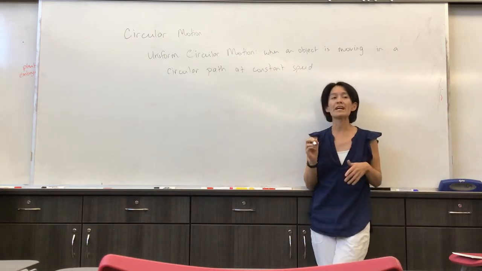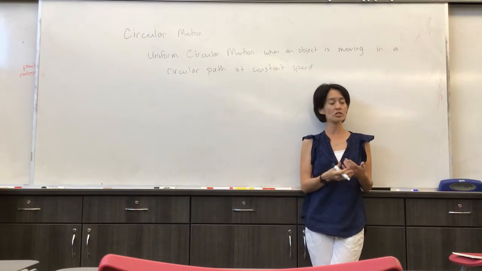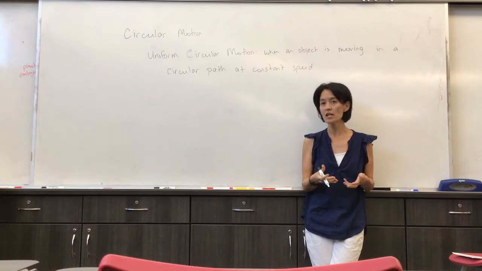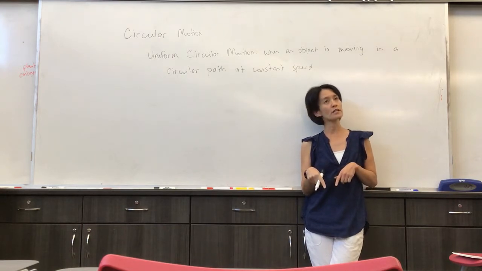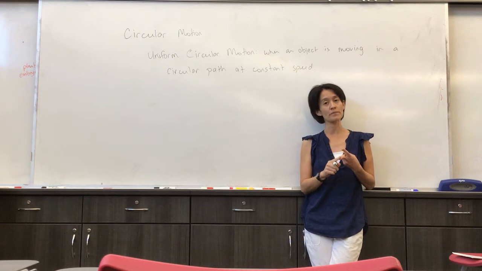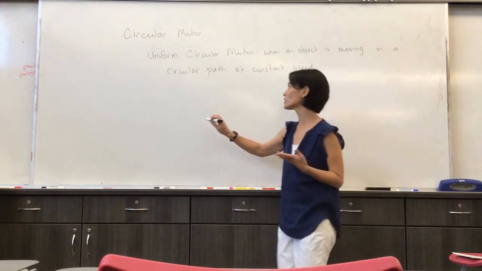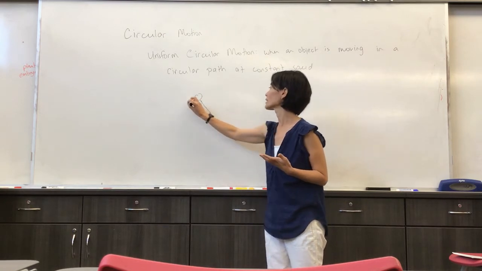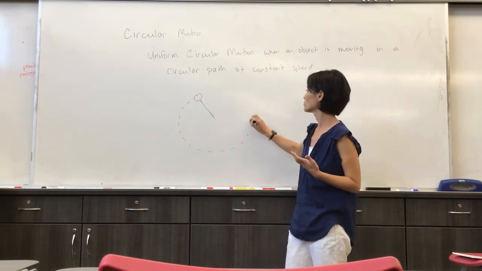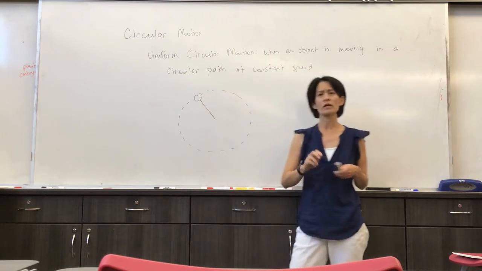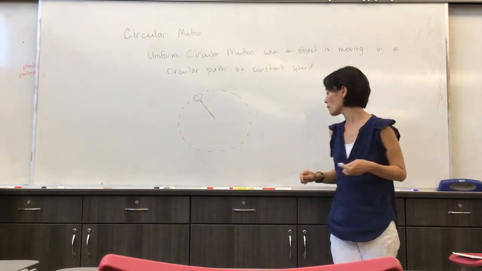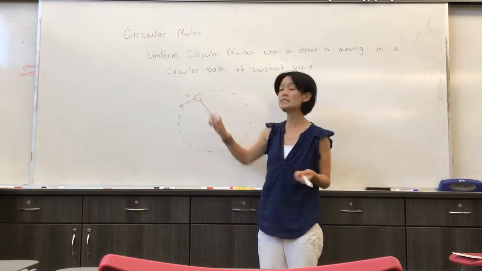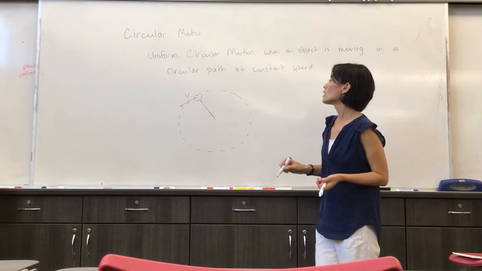Now, even though it's moving at a constant speed, the object is actually still accelerating, and that's because acceleration is a change in velocity, not just a change in speed. So velocity has both speed and direction. So as an object is moving in a circular path, think of a ball on the end of a string, moving around in a circle. Its velocity is initially in this direction, tangent to the circle, to the circular path.